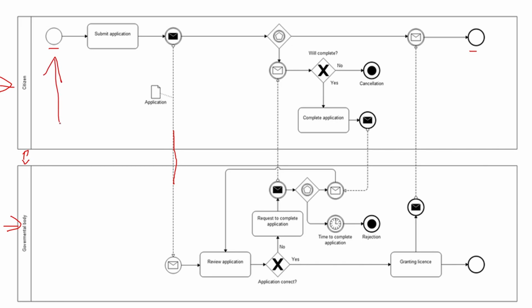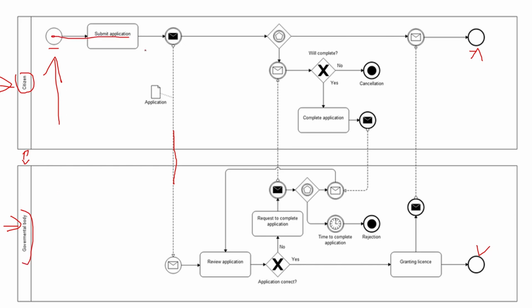Where is the start of the process? Very simple. And where is the end? Technically, I can see multiple ends here. So let's go through it. The citizen is one role and the government is a different role. So what happens? The citizen is submitting an application.